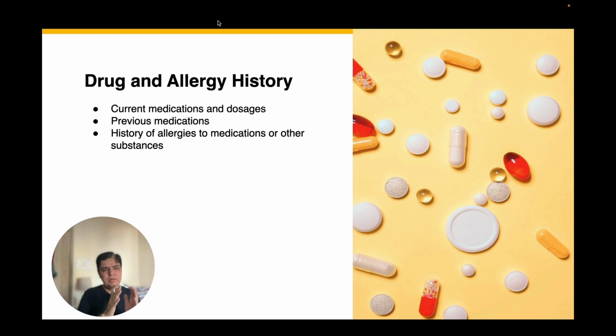Then at the end, you ask about drug and allergy history. You ask whether the child is taking any medications, and if so, what medications, what dosage, and for how long. Whether he was on any medications that he has now stopped. You ask whether the child is allergic to anything to the best of their knowledge, or whether he has developed any reaction to something he has taken. If not drugs, you also ask about dietary allergies, though usually that is covered in the nutritional history as well.